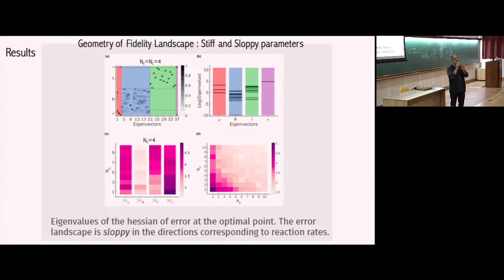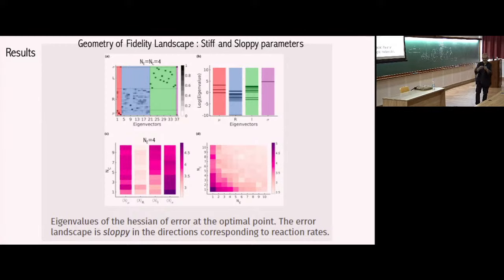Now I'm going to tweak these optimized values of the parameters ever so slightly. If I tweak them, that will clearly change the synthesis error. But how much does it change? In some directions, it won't change too much. In some directions, it might change a huge amount. So this gives rise to the notion of stiff and sloppy parameters.